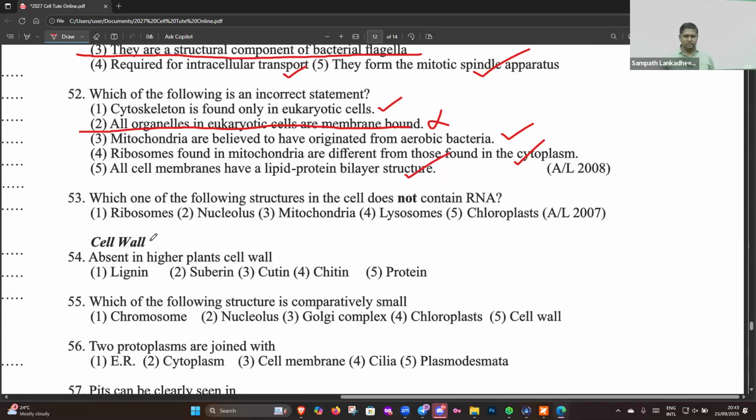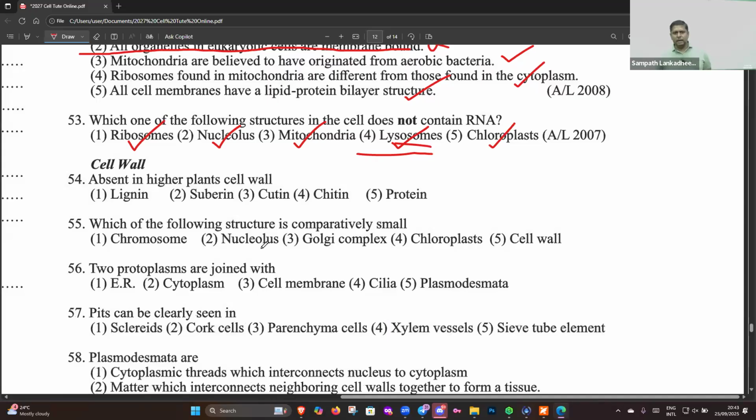Question number 53. Which of the following structures in the cell does not contain RNA? Ribosomes, RNA present. Nucleolus, RNA present. Mitochondria, RNA present. Lysosomes, no RNA. Chloroplast, RNA present. So we got the answer, the fourth one. Cell wall absent in higher plants. Cell wall: lignin present, suberin present, cutin present, chitin not present. Protein, not in our syllabus. Higher plant cell wall. So the best answer is chitin.